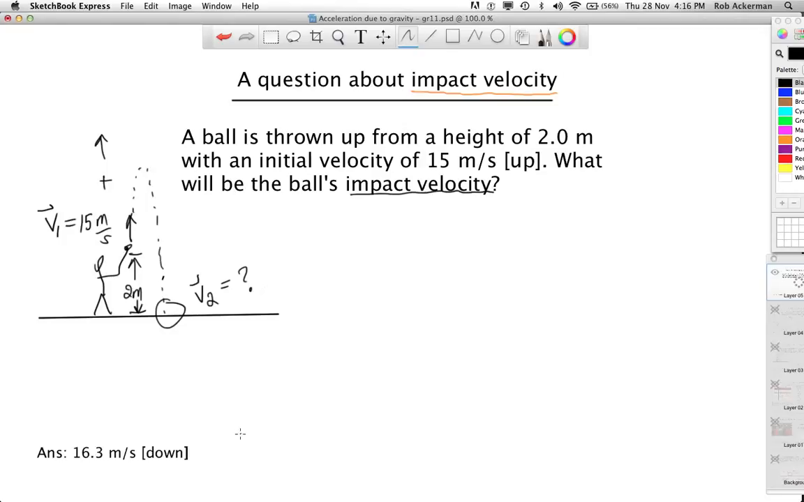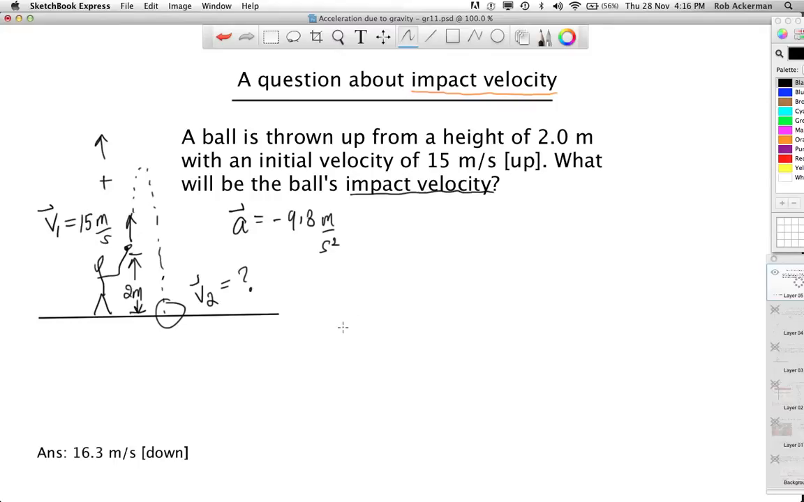Does the ball stop? Is the impact velocity 0? Does the ball bounce? Does the ball roll somewhere? We don't know. Better calculate. Better not assume anything. We also know for sure that acceleration is negative 9.8 meters per second squared.